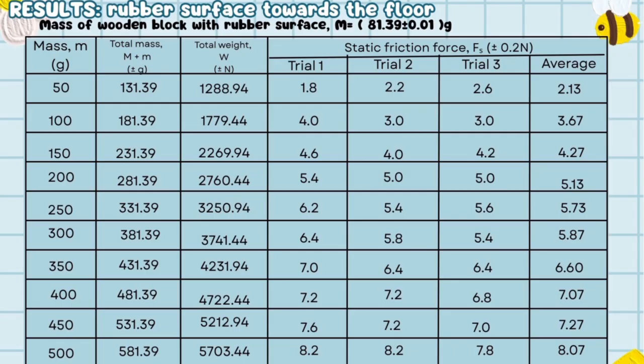And now for the experiment 5 results. These are the results that we obtained. The mass of the wooden block with rubber surface is M equal to 81.39 grams with uncertainty of 0.01 gram. This is table 5.1, rubber surface towards the floor.